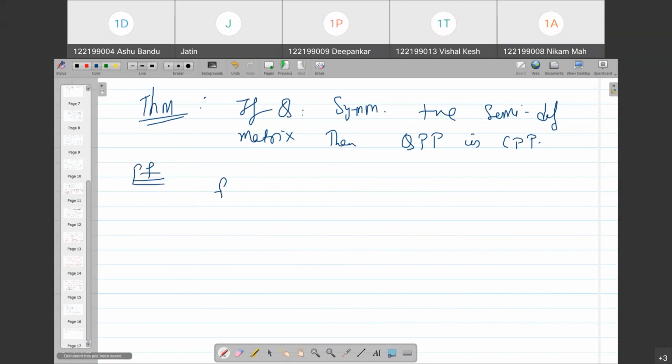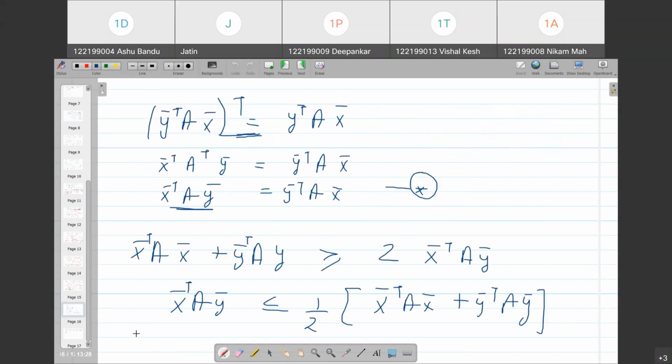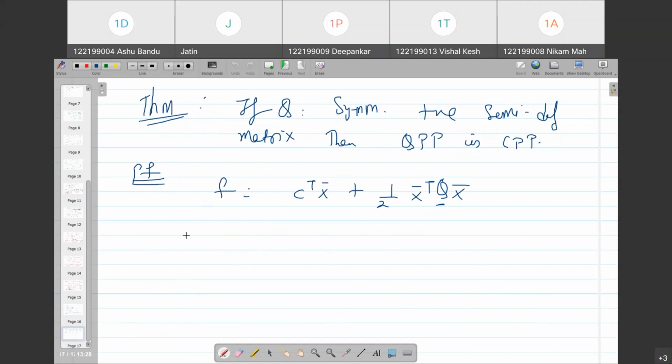So what is your F? It is nothing but C transpose X bar plus half X bar transpose QX. Now my Q is positive semi-definite, symmetric, so I can use this lemma. I have to use this lemma somehow. Now what I want to prove is that your F is a convex function. So I will give you this as homework, but let me just give you a hint. F is a convex function.